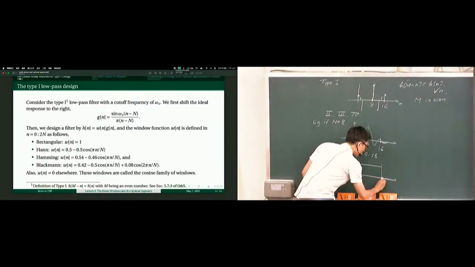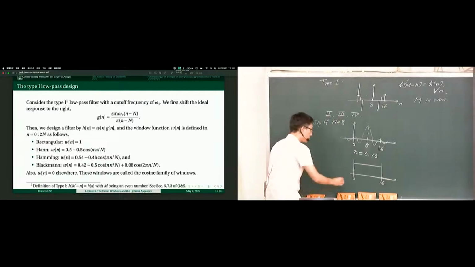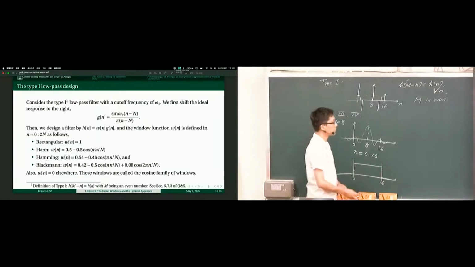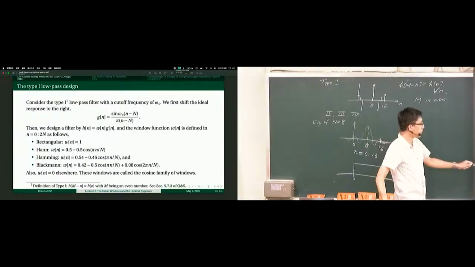Elsewhere, of course. Windowing, that's the meaning of window. Everywhere else, 0. So that's a rectangular window of 16 samples of just 1. And following that, the Hahn window.